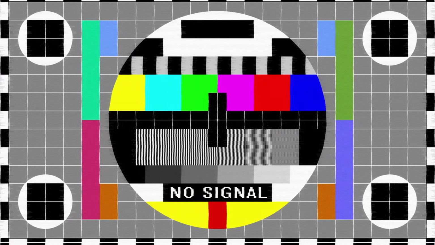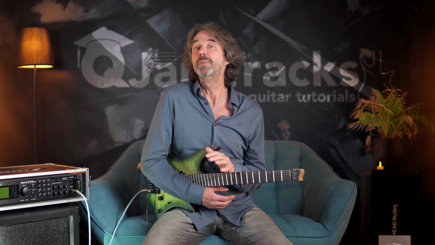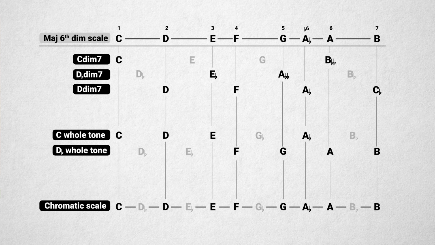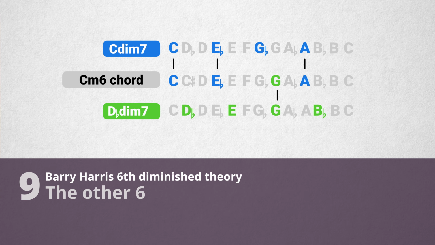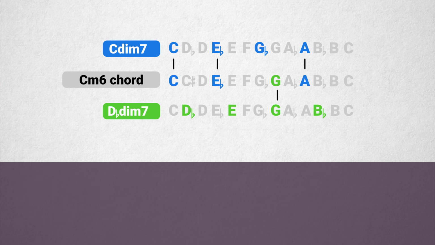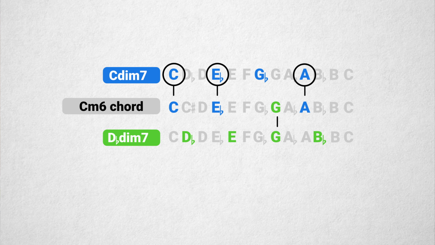So now it's clear that the diminished 6th scale is a product of 3 diminished 7 chords that descend from 2 whole tone scales that in their turn descend from the chromatic 12-tone scale. The C minor 6 chord, with the notes C, E flat, G and A, has 3 notes from the C diminished 7 chord and 1 note from the D flat diminished 7 chord, namely the note G.